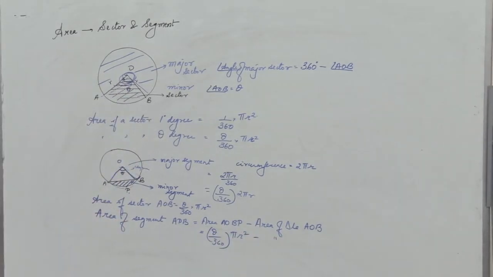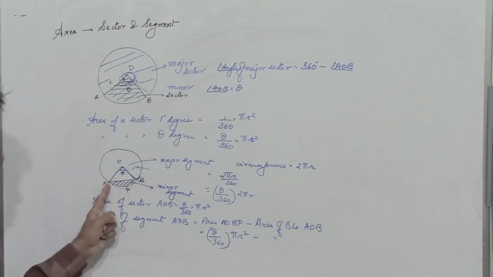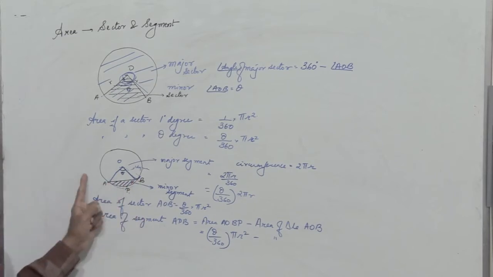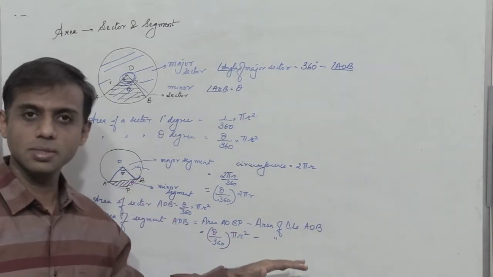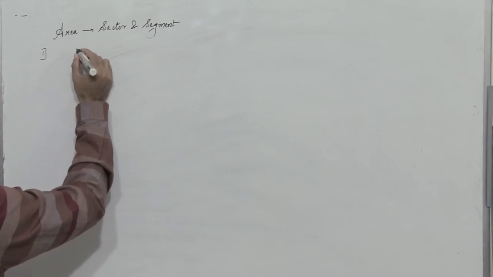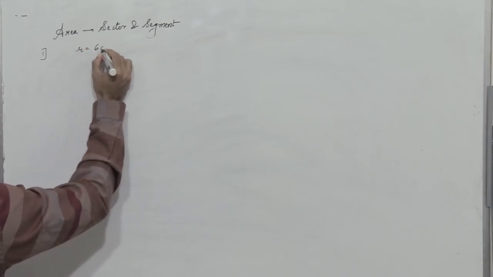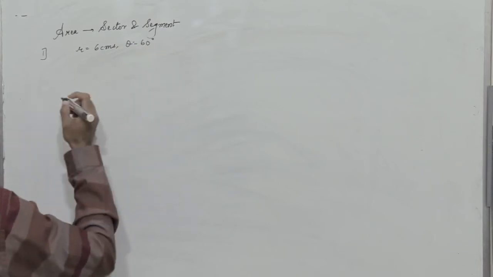So based on the nature of the triangle, we can find the area and then subtract it, and then we'll get the area of the segment APB. So with these fundamentals, we'll solve all the problems given in the second exercise of this unit. The second exercise, first problem: find the area of the sector of the circle whose radius is 6 centimeters and angle theta is 60. Right?